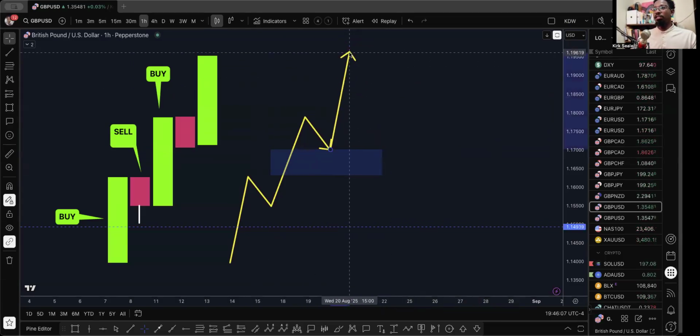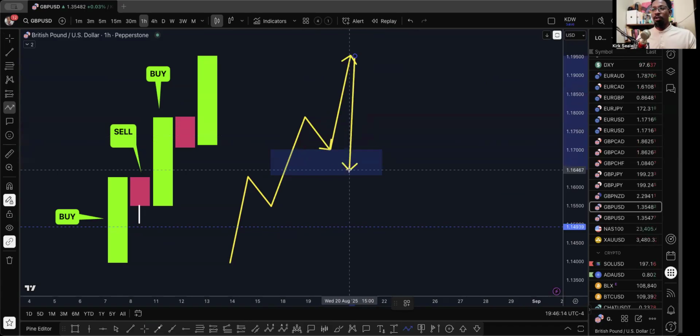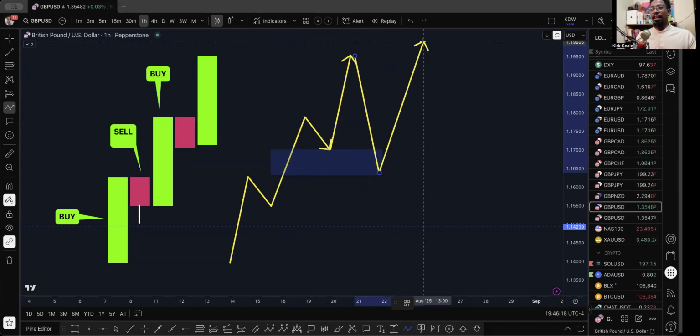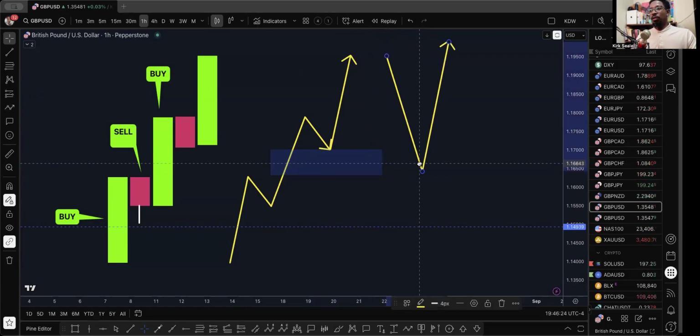So then this market is unstable. So at some point, price is going to want to rebalance itself. It's going to end up trading down here to get that money and then potentially go back up.